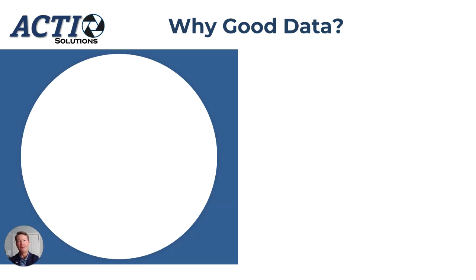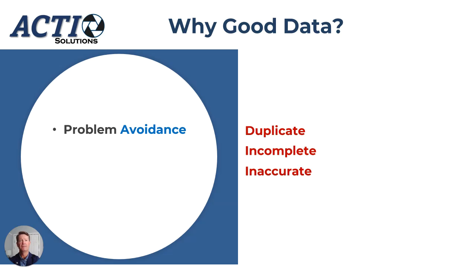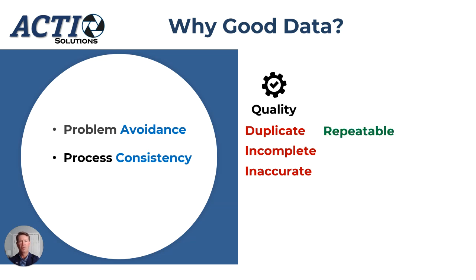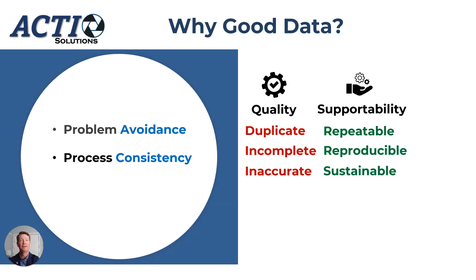So why good data? Well, for one, problem avoidance. What do we mean by that? Duplicate data, incomplete data, inaccurate data, all in the name of data quality. Process consistency. What do we mean by that? Repeatable processes, reproducible processes, sustainable processes. Why? Supportability. These are the enduring pieces of processes that generate data.